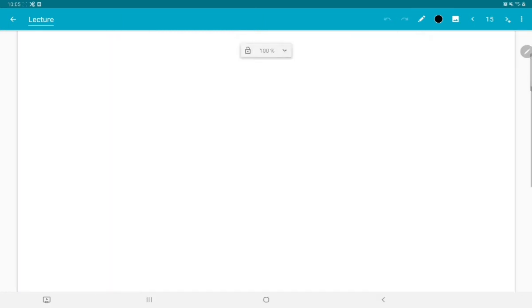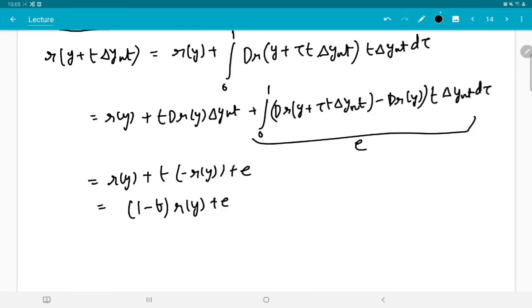Now we can bound E. So E is given as the integral from 0 to 1 of this thing, just copy it from here.